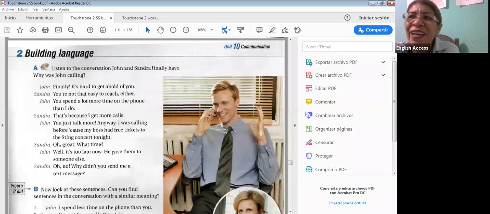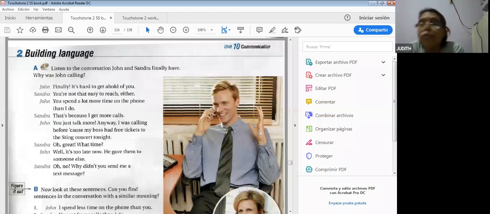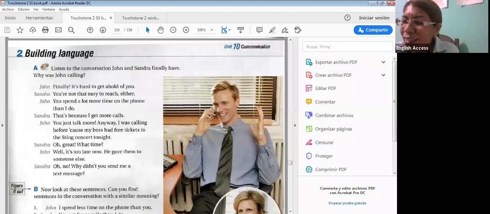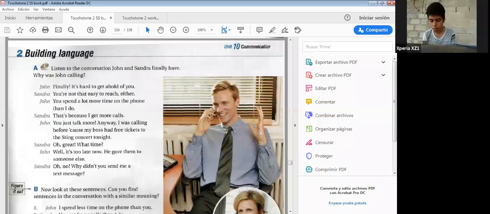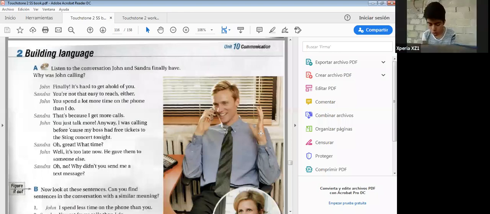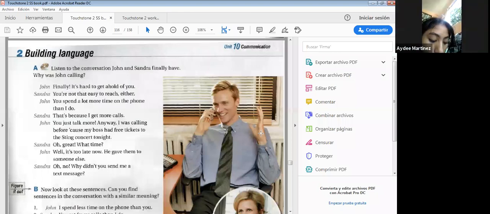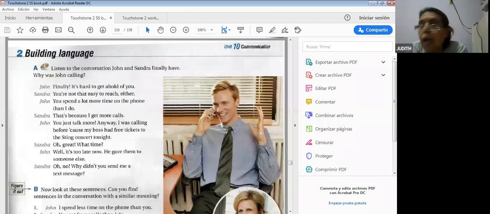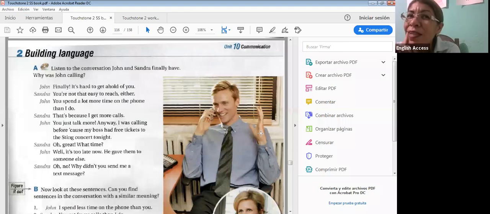Yes, and what happened to the tickets? To the concert tonight. What happened to the tickets? Why didn't you send me a text message? Listen to my question. What happened to the tickets?